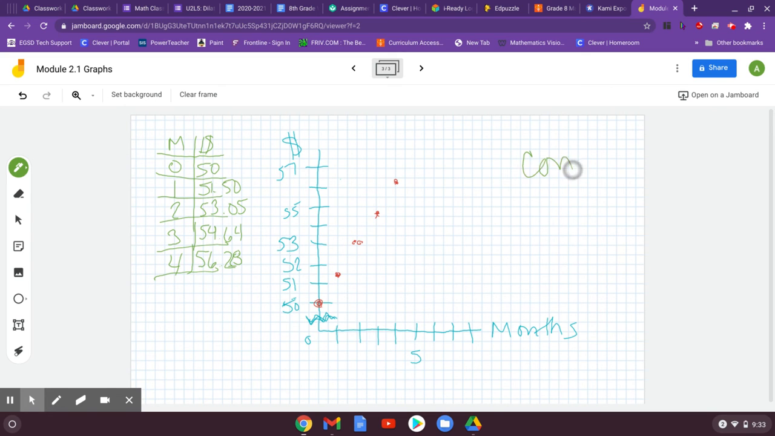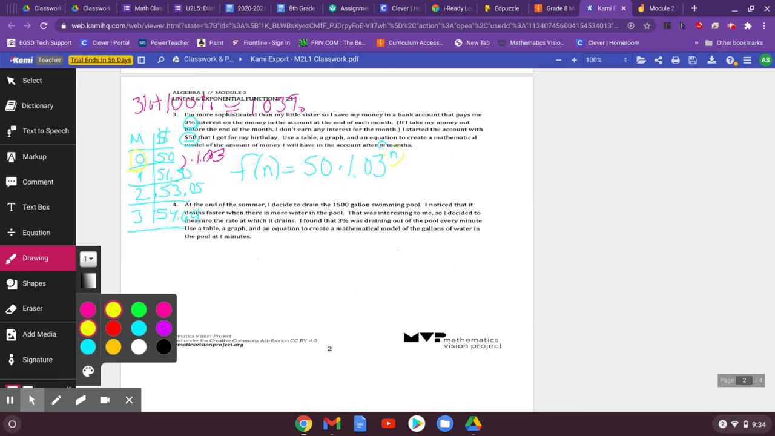So again, continuous or discrete. Do I need to connect this line or not? Well, it said if you took the money out before the end of the month, so that'd be at the half month, you don't get your interest. So that means I can't have $51 even. I can't have $50.12. There's no in-betweens. I can only take it out at the end of the month. So these would have to be discrete and kept just as dots. Only dots, not connected.